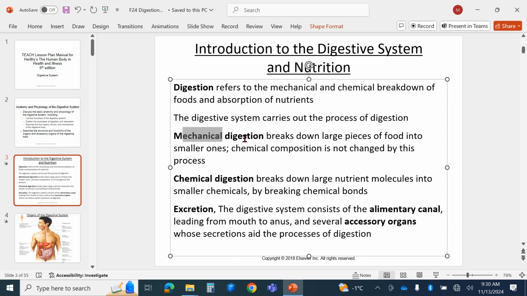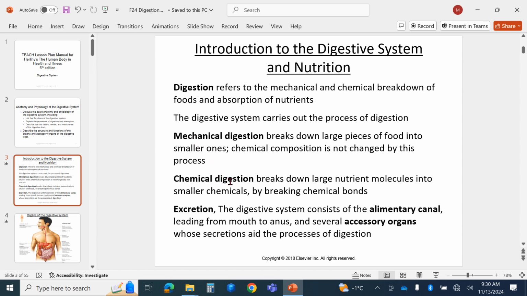Okay, you've got mechanical digestion, which is like chewing, right? Breaking down large pieces of food into smaller ones. It doesn't change the composition. Like if you chew a banana and you swallow that banana, it's still a banana for the time being. You haven't changed it. It's just mechanical digestion, breaking it down.